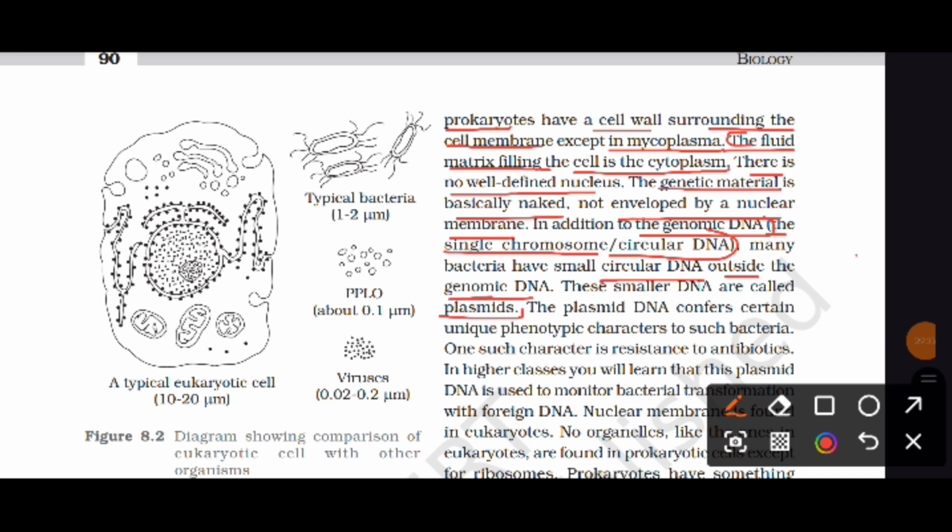This plasmid DNA gives certain phenotypic characters to such bacteria. Phenotypic is nothing but a character of the bacteria. One such character is resistance to antibiotics, about which you will study in class 12th. In higher classes you will study that plasmid DNA is used to monitor bacterial transformations with foreign DNA, that is, it is used in genetic engineering technologies.